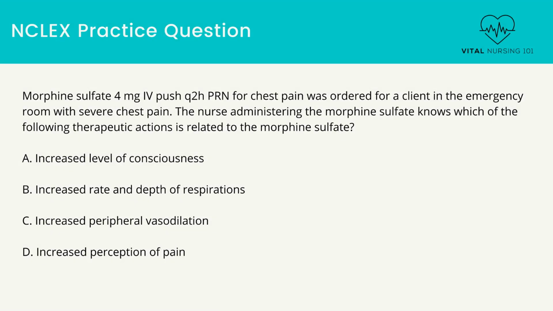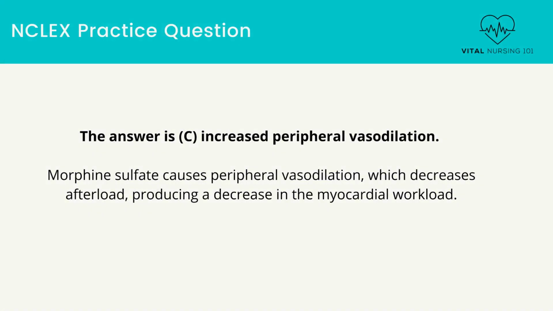Morphine sulfate 4 mg IV push every 2 hours as needed for chest pain was ordered for a client in the emergency room with severe chest pain. The nurse administering the morphine sulfate knows which of the following therapeutic actions is related to the morphine sulfate? Increased level of consciousness, increased rate and depth of respirations, increased peripheral vasodilation, increased perception of pain. The answer is increased peripheral vasodilation. Morphine sulfate causes peripheral vasodilation, which decreases afterload, producing a decrease in the myocardial workload.